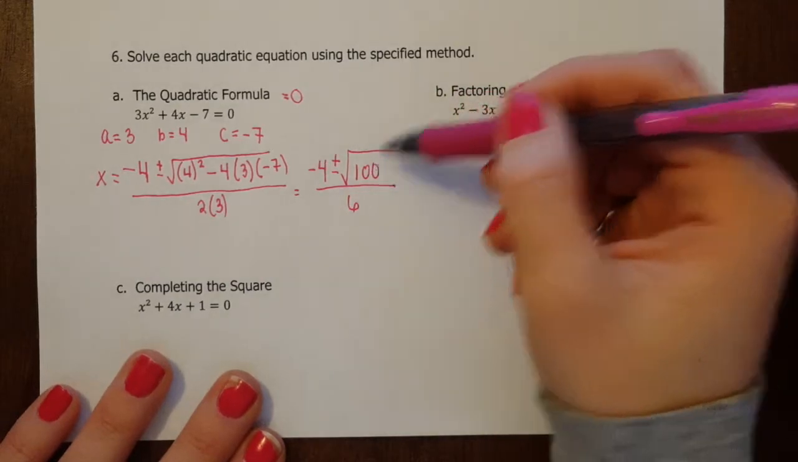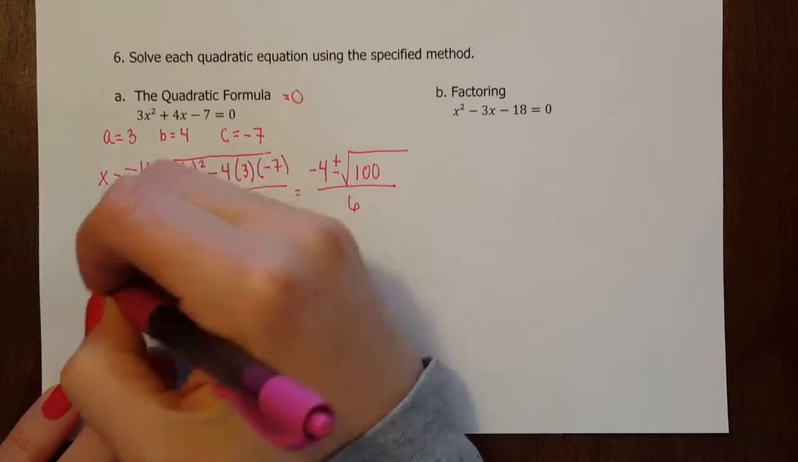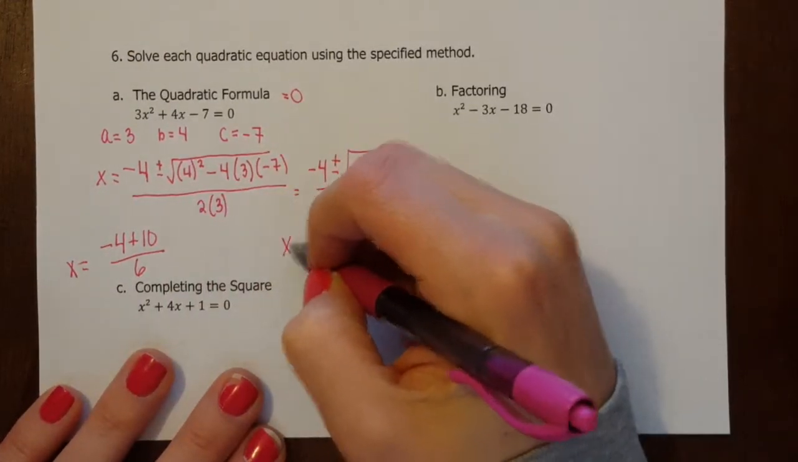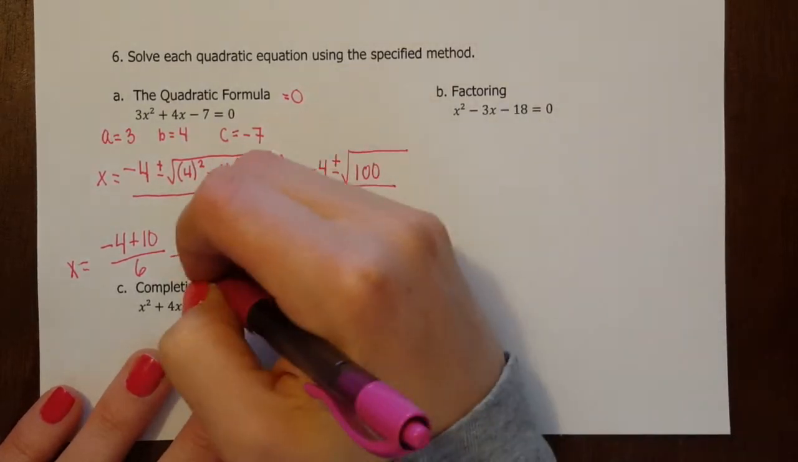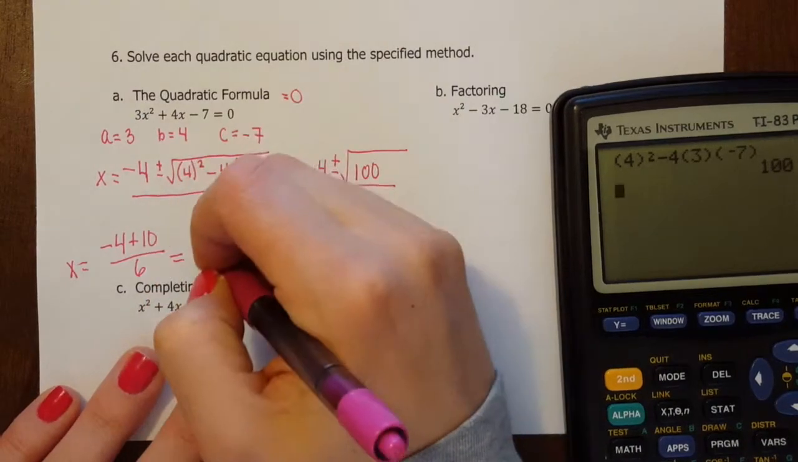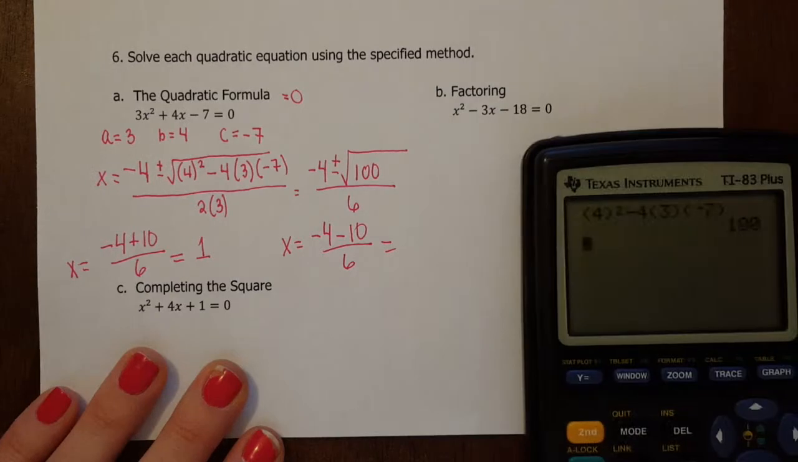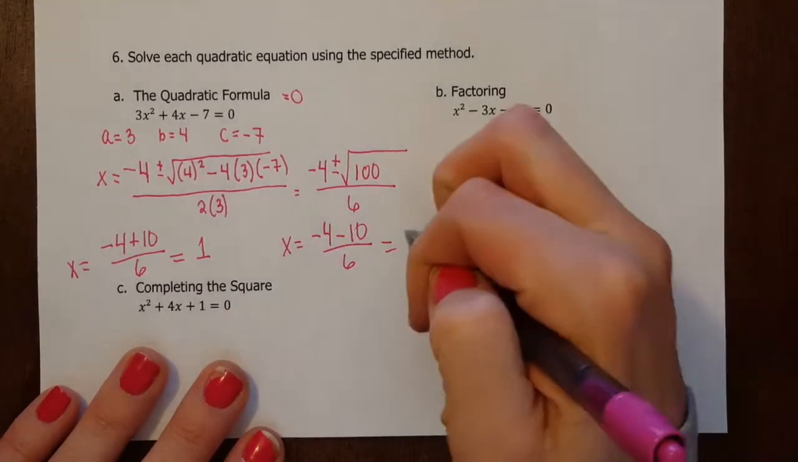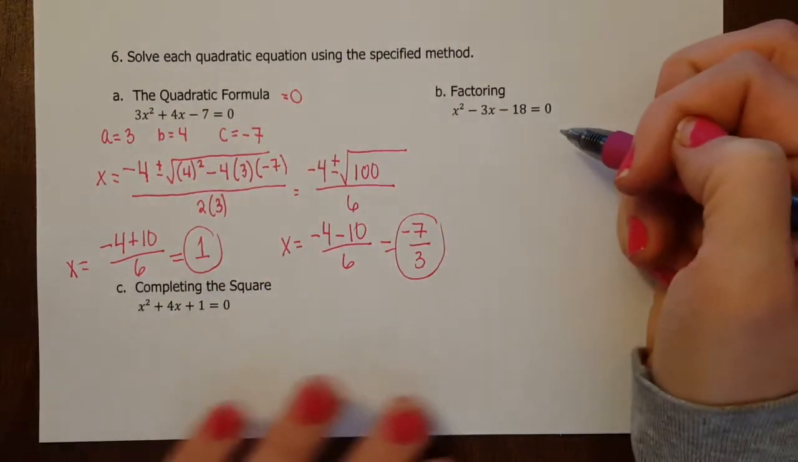The square root of 100 is 10, so I have -4 plus 10 divided by 6, and I have -4 minus 10 divided by 6. So -4 plus 10 is 6 divided by 6 is 1. -4 minus 10 is -14 divided by 6, changed to a fraction, -7 over 3. So these are my answers.